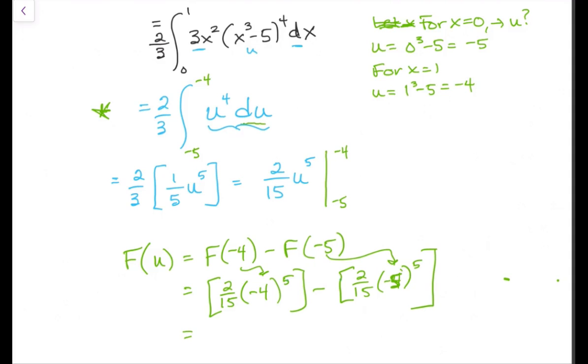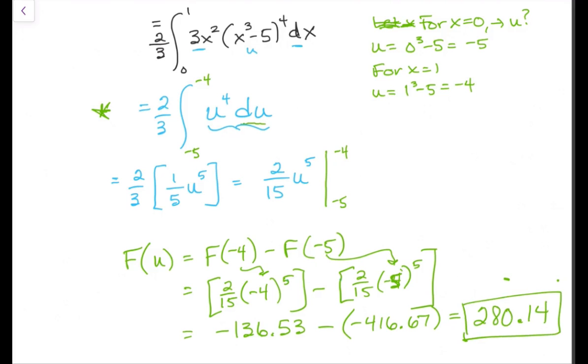So getting on my calculator and doing this arithmetic, this first value works out to be -136.53. We round to the nearest hundredth. And the second value turns out to be -416.67. And so if I do that final arithmetic, I get an overall value of 280.14.